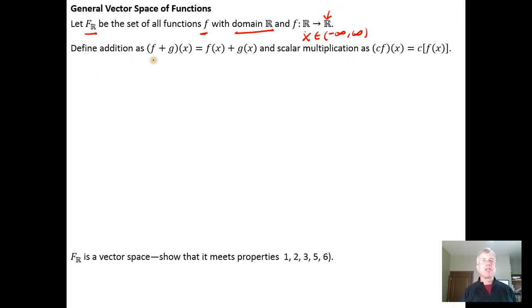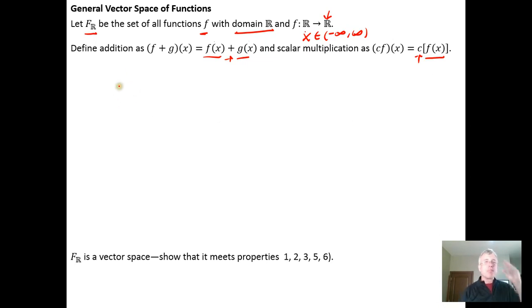And then we're going to define addition this way. (f plus g)(x) is just the sum of the two functions. And because the function outputs are real numbers, this is just going to be a real number plus a real number for each value of x. And then we're going to denote scalar multiplication as just taking the function and multiplying it by the scalar.